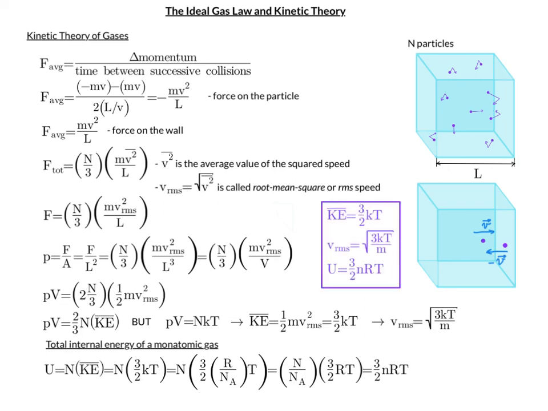So the takeaway from here is that the kinetic energy of a monatomic gas is 3/2 kT, and the 3/2 comes from the fact that we're dealing with a three-dimensional model, so we have 1/2 kT of kinetic energy per degree of freedom. Then the RMS velocity is going to be the square root of 3kT divided by m, and the internal energy of an ideal monatomic gas is 3/2 nRT.